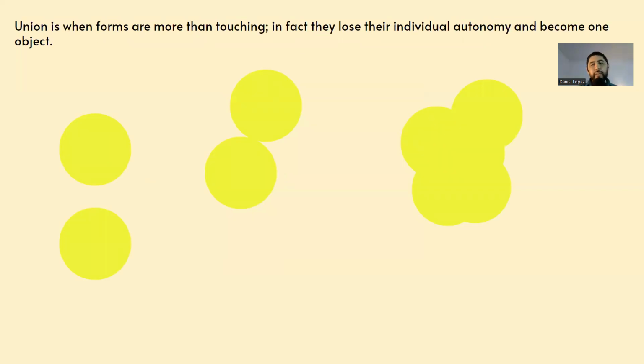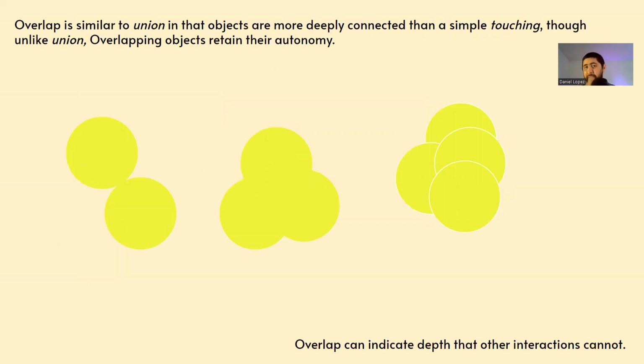Union is another type. This is where the forms are absorbed into each other. It's like when you have a puddle of water and you pour some more water in it: it's not two waters, it's one water that becomes more. Overlap is different. Going back to that water example, if you have water and then pour oil onto that puddle, they're still connected, still touching each other. However, the oil and the water don't mix, so they're still autonomous.